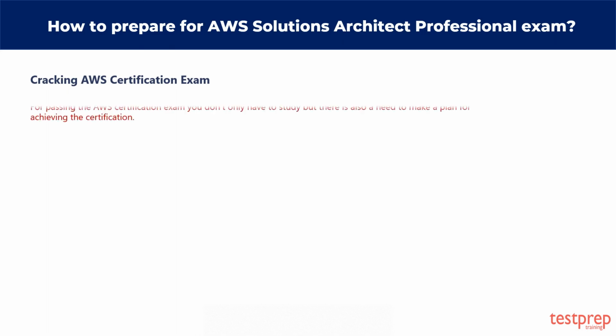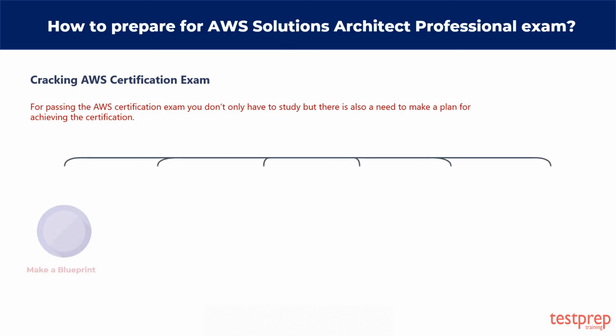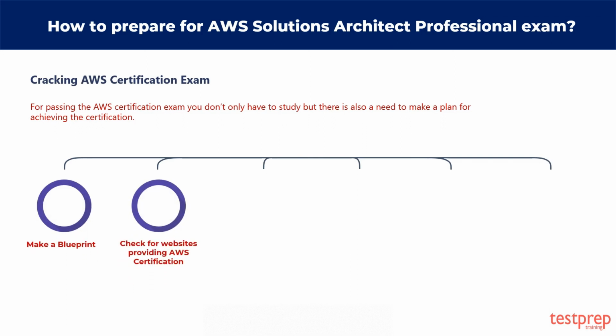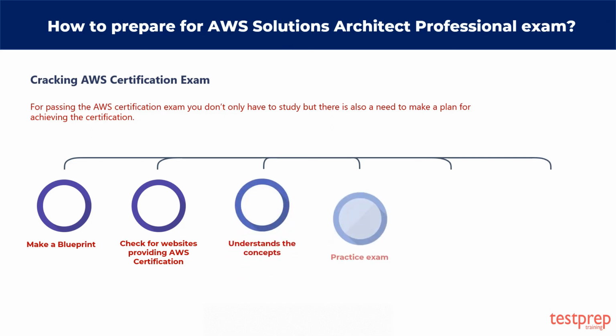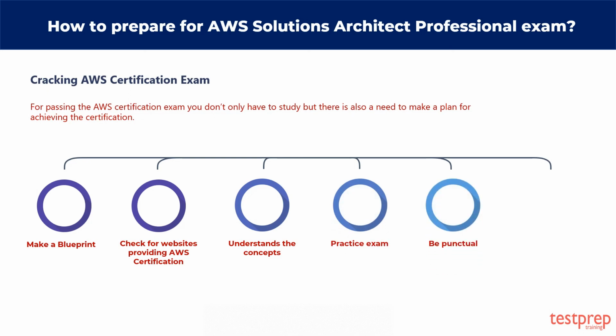For passing the AWS certification exam, you don't only have to study, but there is also a need to make a plan for achieving the certification. First, make a blueprint. Second, check for websites providing AWS certification. Third, understand the concepts. Fourth, practice exams and tests. Fifth, be punctual. Sixth, give the exam.